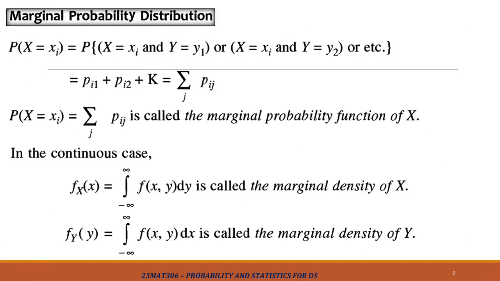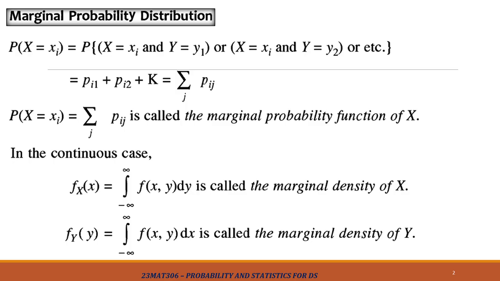Next we will talk about the marginal distribution. Sometimes we are interested in only one variable. The marginal distribution is obtained by eliminating the other variable. For discrete variables, we sum over the other variables, and for continuous variables, we integrate over the other variables.